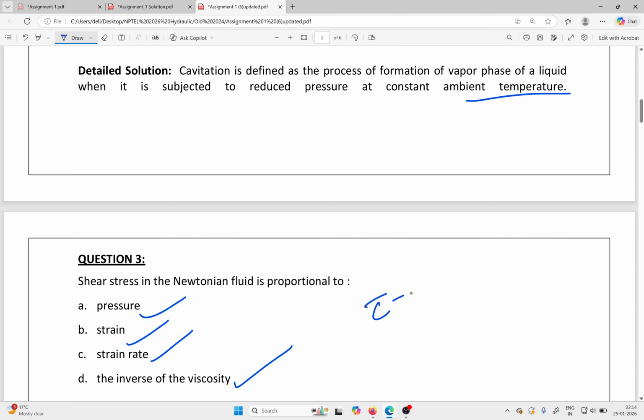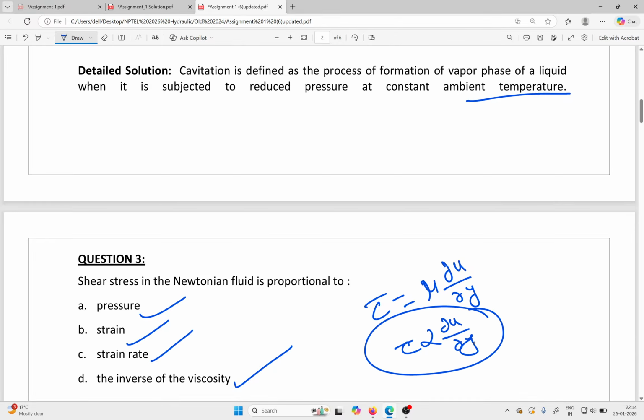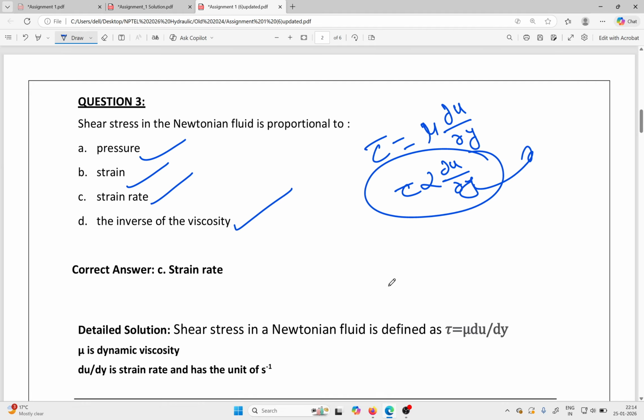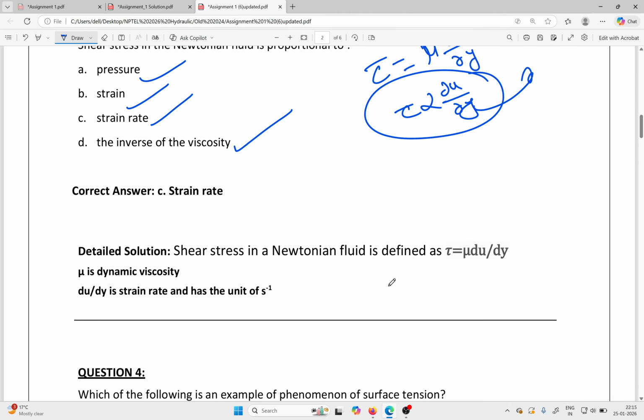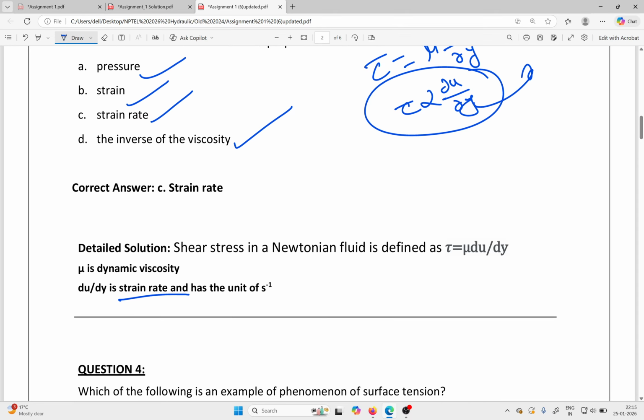You know the formula del u by del y. So it is proportional to del u by del y. This is your strain rate. Okay. So del u by del y is your strain rate. Next question.